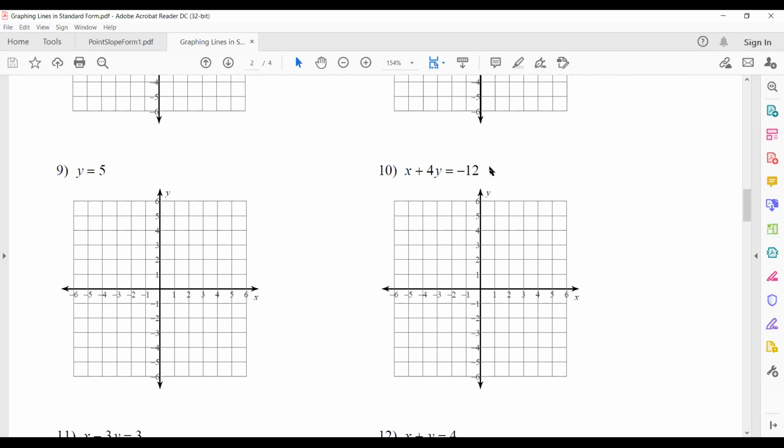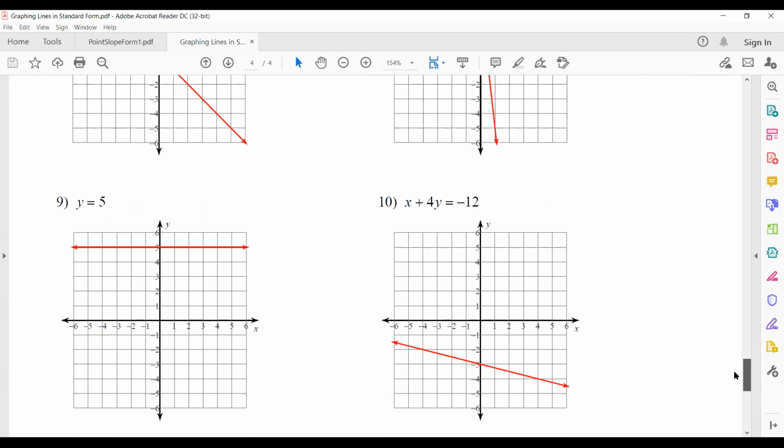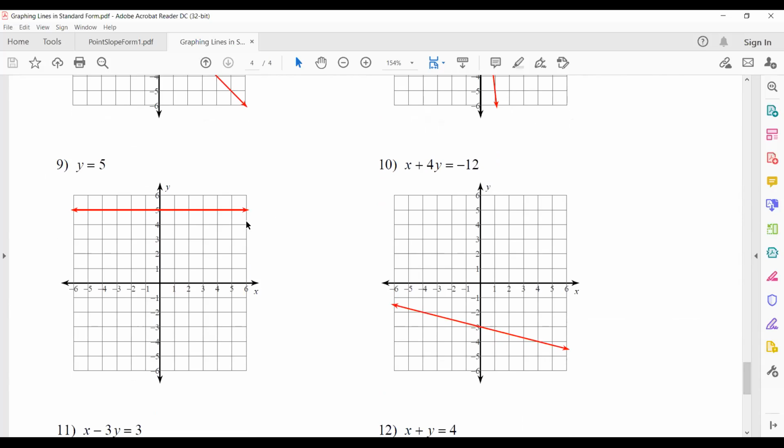That's one of those special case lines. You go to where y equals 5, you draw a straight line across. That is the y-intercept for that line. That is a horizontal line because every single point on that line has a y value of 5. And then if it was x, it would be the same thing, only it would be vertical. Vertical lines always say x equals a number. Horizontal lines always say y equals some number.